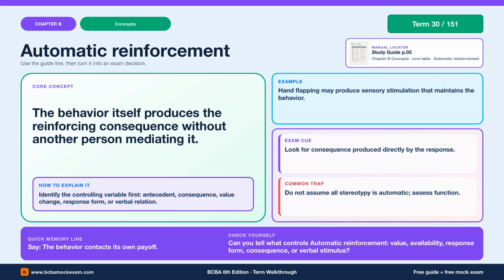Automatic reinforcement. Automatic reinforcement means the behavior itself produces the reinforcing consequence without another person mediating it. For example, hand flapping may produce sensory stimulation that maintains the behavior. The exam cue is a consequence produced directly by the response. The trap is assuming all stereotypy is automatic. Do not guess function from topography. Assess it. Memory line: the behavior contacts its own payoff.